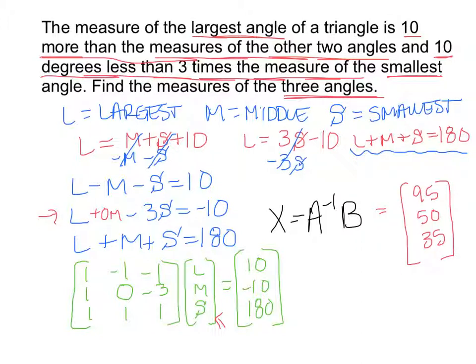Again, we need to interpret this. What does this actually mean? Well, it means that the largest angle was 95 degrees. The medium angle was 50 degrees, and the smallest angle was 35 degrees.